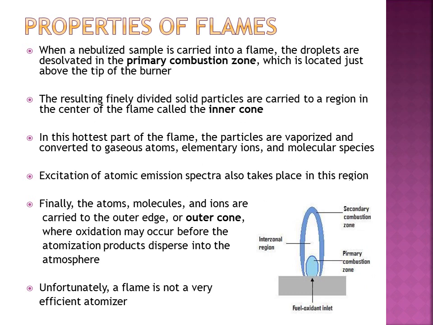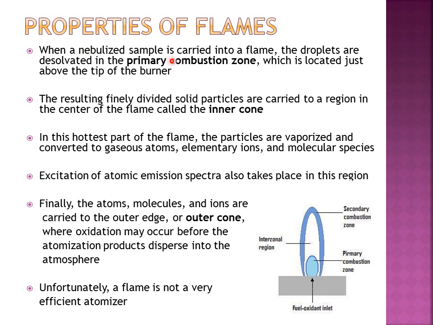Now we'll see the properties of flames. So here is the flame, and it is divided into different regions. Let this be the primary combustion zone. Here's the second zone, which is called the interzonal region, and this is the outermost region. This is called the secondary combustion zone.